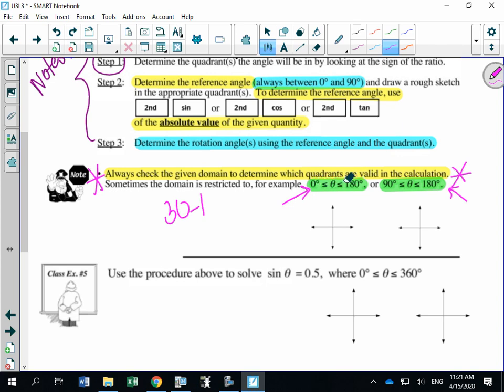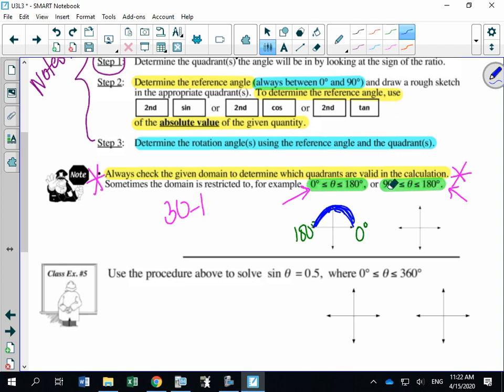So where would your solution be if theta was less than 180 degrees but greater than 0 degrees? You'd say, okay, 180 degrees is right here, 0 degrees is here. So less than 180 would be that, and greater than 0 would be here. So my solution is in quadrants 1 and 2, right?